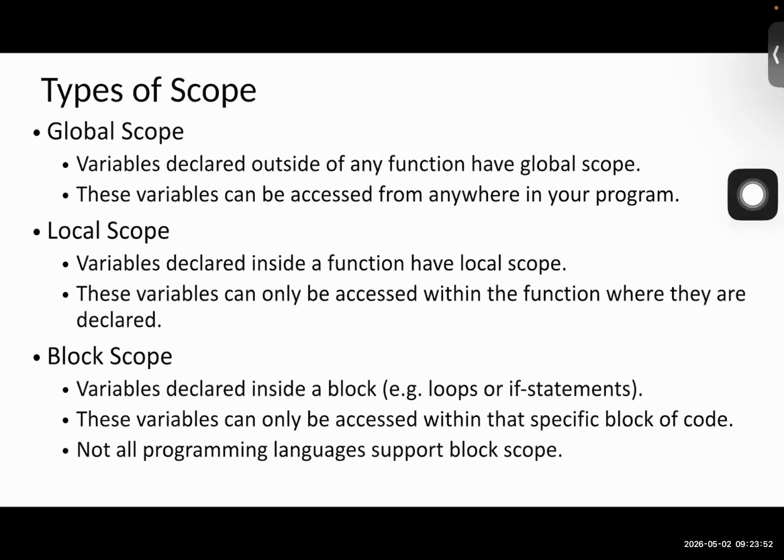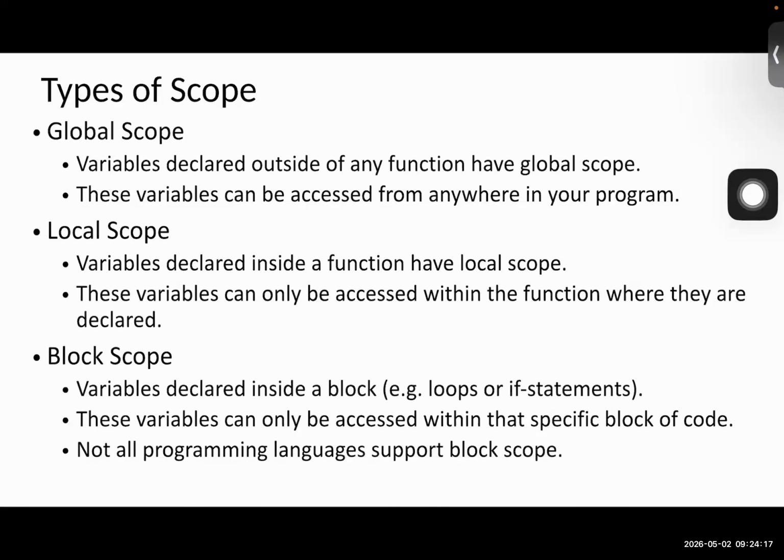Now there is the one I skipped. Let me read it out to help with the understanding. There are 3 main kinds of scope: we have local scope, we have global scope, and then we have block scope. When we say global scope, it means that the variable is declared so that every part of the program can use that variable.